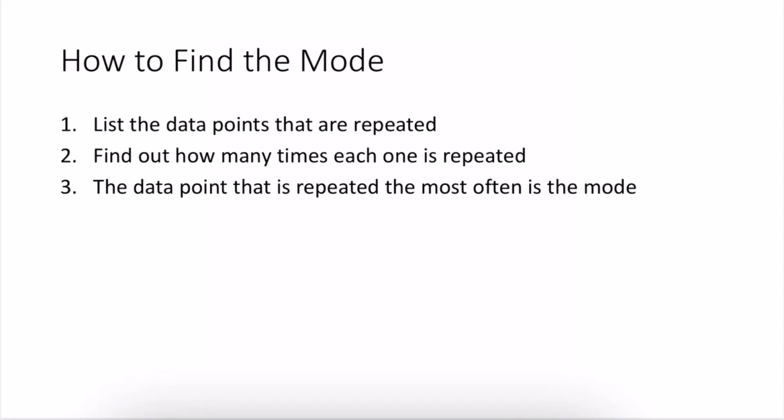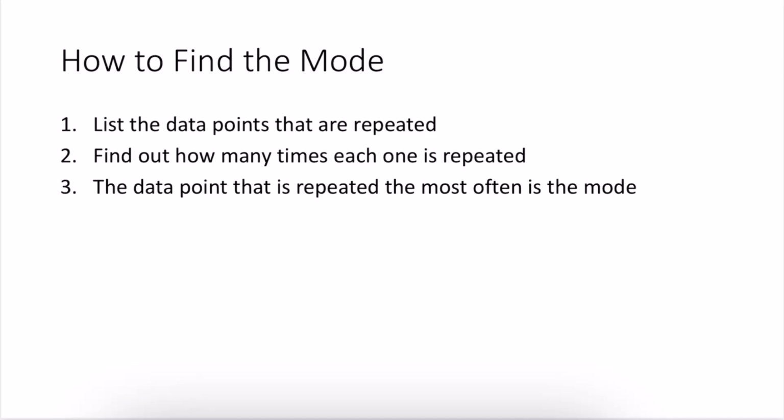All right, so the mode is a measure of center of a data set, and it's one of 3 different ways that we measure the center of a data set. So we have the average or the mean, then we have the median, and the mode is the last one.